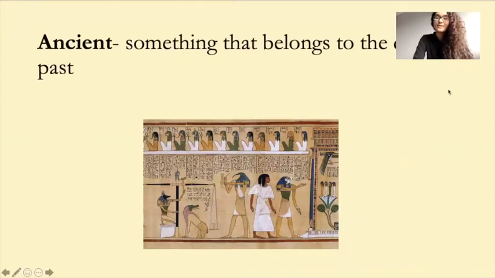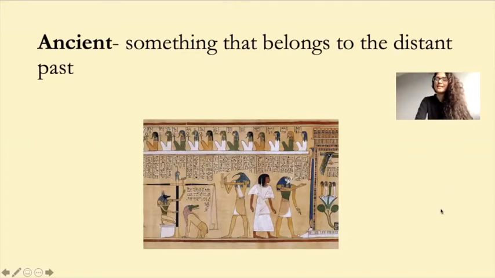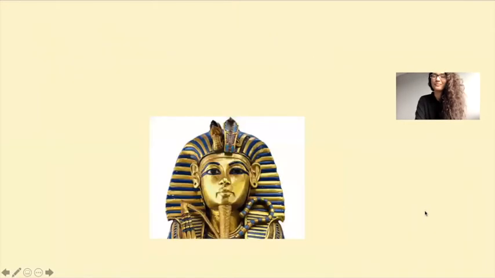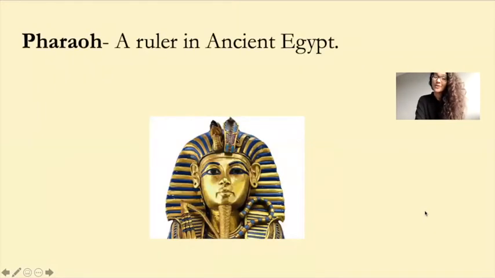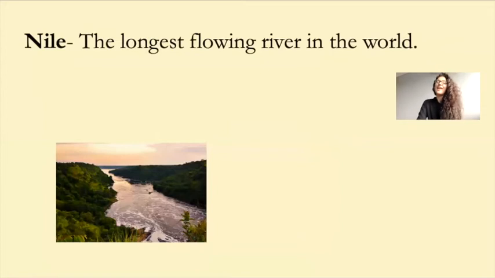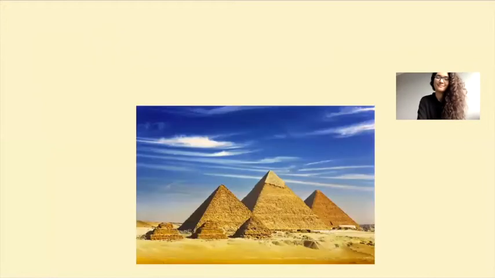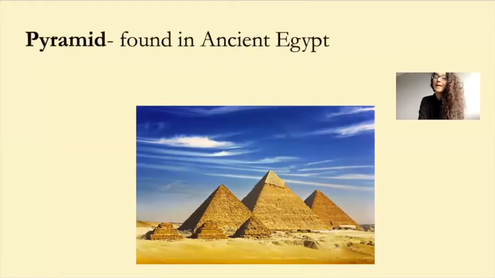Ancient. Now, ancient means something that belongs to the distant past, such as the symbols and the pictures that we now see today. Those were made in the past, so they are ancient. They were created in the past. Pharaoh. Now, a pharaoh is a ruler in ancient Egypt. Nile. This is the longest flowing river in the world. Pyramid. This is found in ancient Egypt.